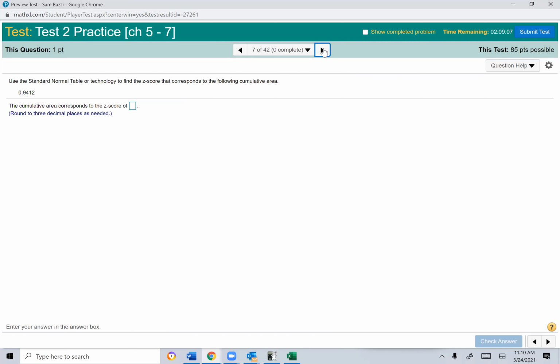7. Use the standard normal table or technology to find the z-score that corresponds to the following area. So now you have the area and you need to find the z-score, and you guys remember it's inverse norm. So when that comes to this, it has to be inverse norm.